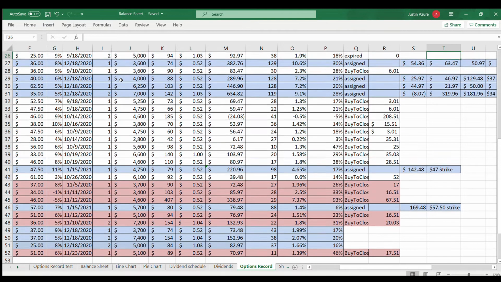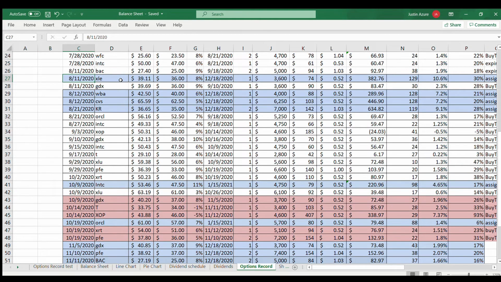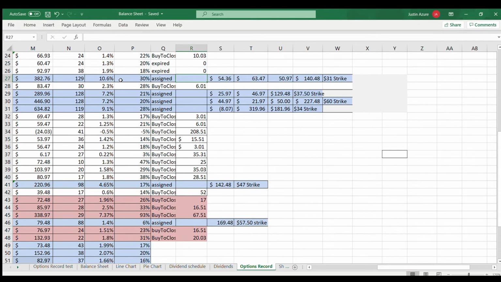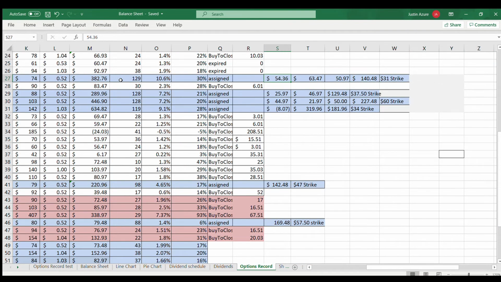We don't count our premium and we don't count our profit and loss till this is called away from us. These are a few contracts that I've been working with for a few months. I started on August 11th. They were all assigned to me. And then up here I got this 54.36. I sold that. That's premium I received. Then I received a dividend from this. What is it? It's XLE. So I received a dividend.